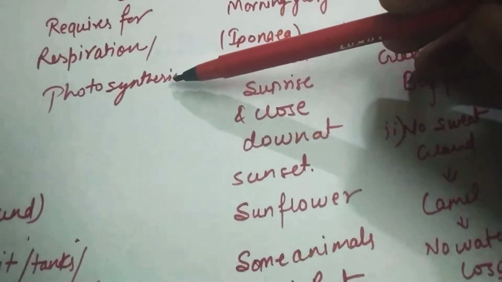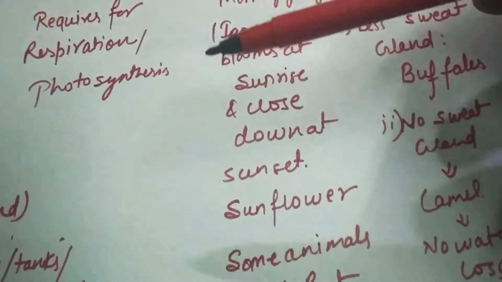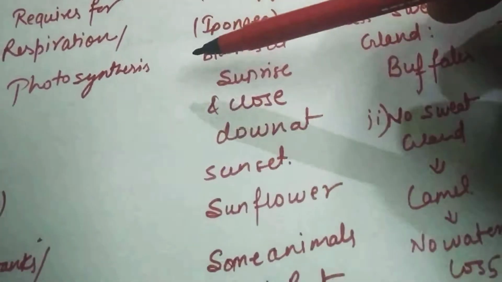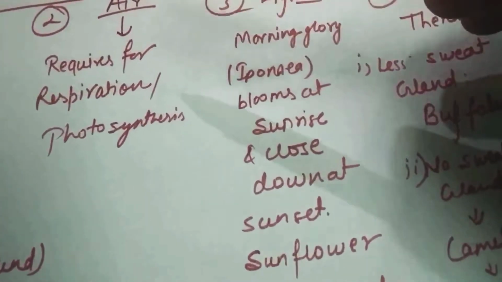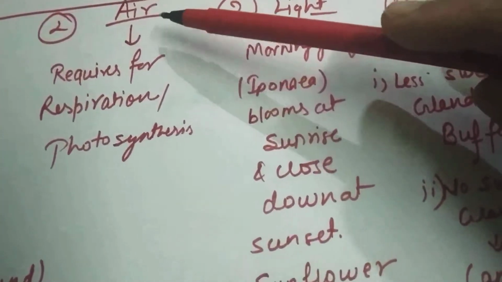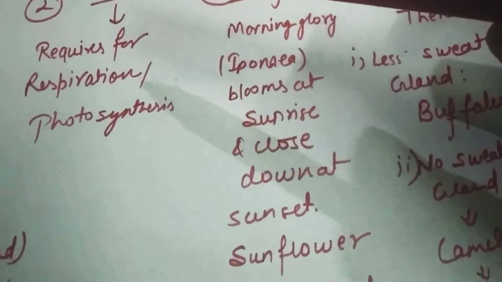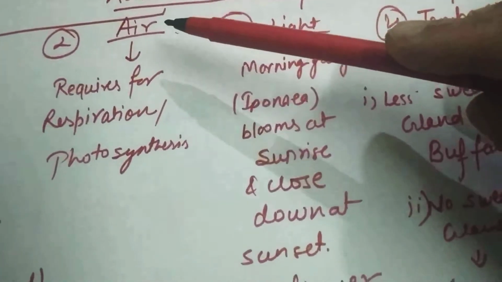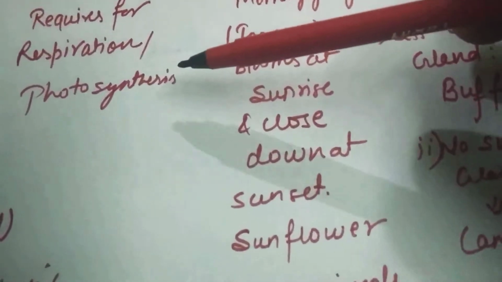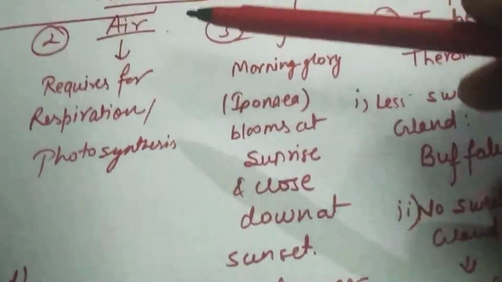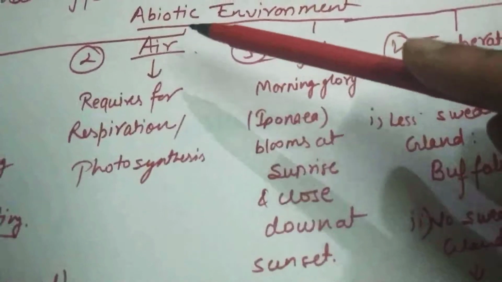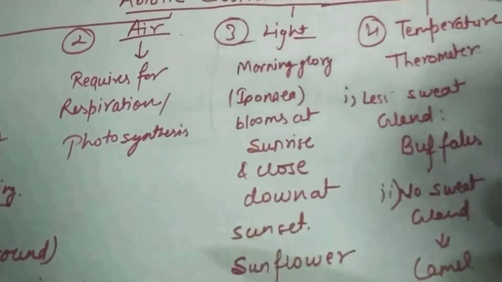Same process in photosynthesis, but the gases become different. In photosynthesis, plants use the carbon dioxide and give out the oxygen. So these things are obtained from the air and they are used. That's why, if the air component is not there, would our survival or the plants' survival be possible? Absolutely not. So air is the abiotic environment which affects the other living components.